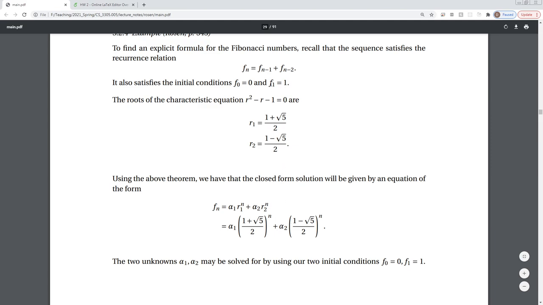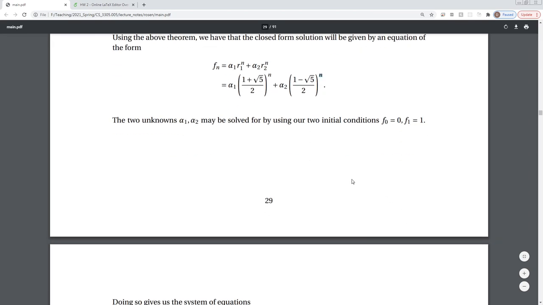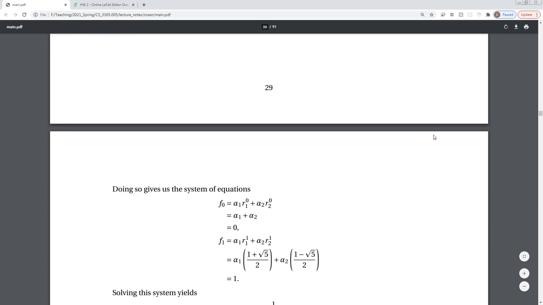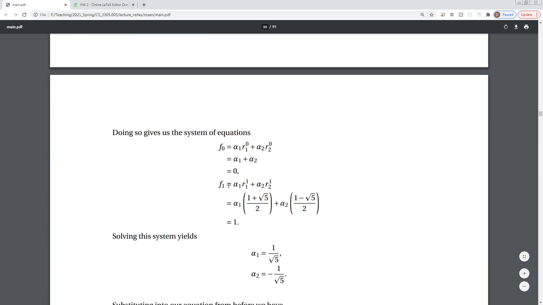And then we use the second condition to create a system of equations that allows us to fully solve it. So alpha 1 times this to the first power plus alpha 2 times this to the first power gives us a value for both of those. So those add up to 1. We know that they're negations of each other. And so then we're able to compute that alpha 1 is equal to 1 over the square root of 5, and alpha 2 is negative 1 over the square root of 5.